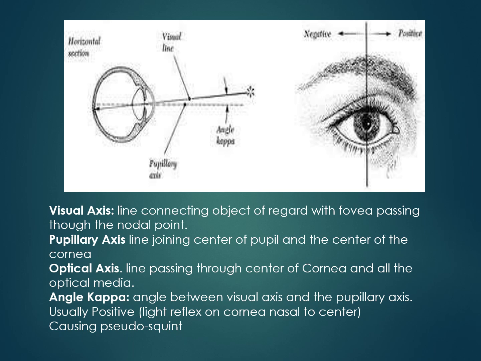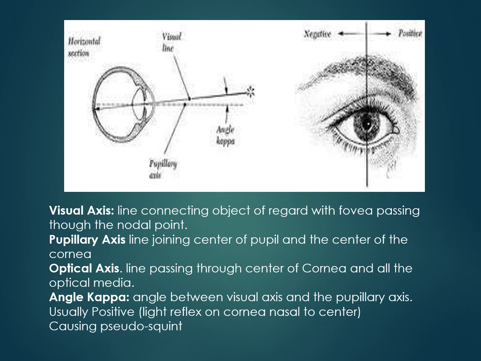What is pupillary axis? It is the line joining the center of the pupil with the center of the cornea, and this line is then extended anteriorly and posteriorly onto the retina. What is optical axis? Optical axis is a line that passes through center of the cornea and center of all optical media.